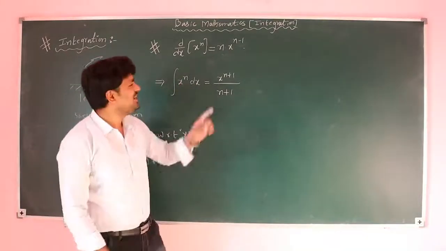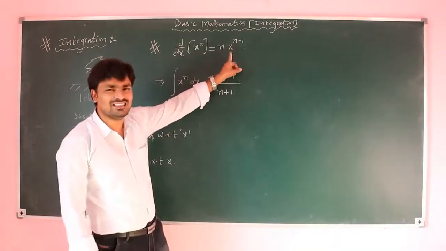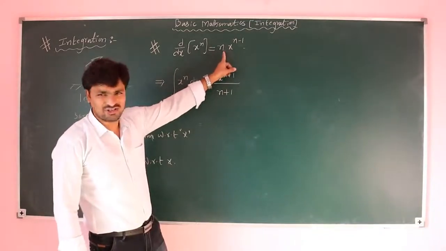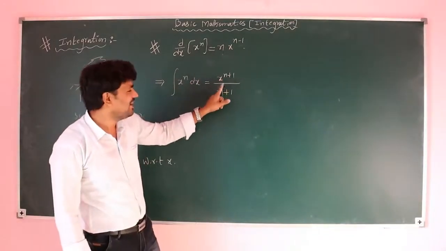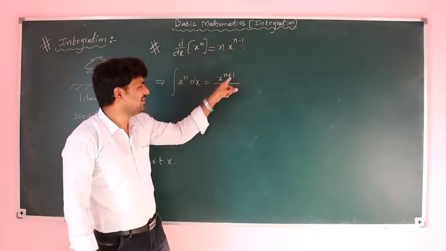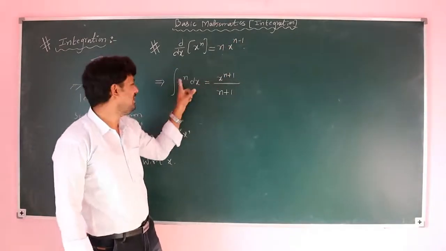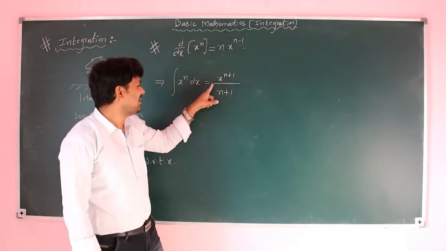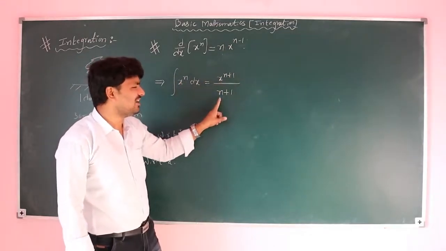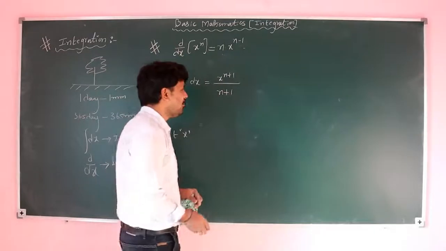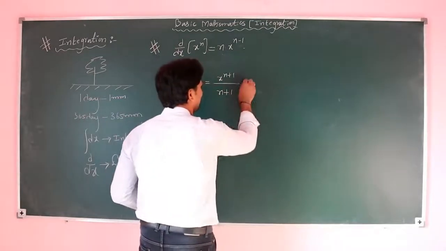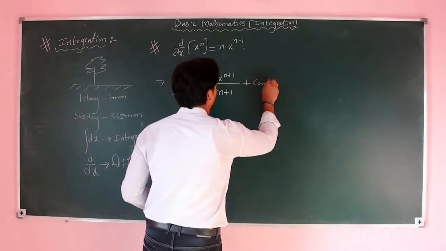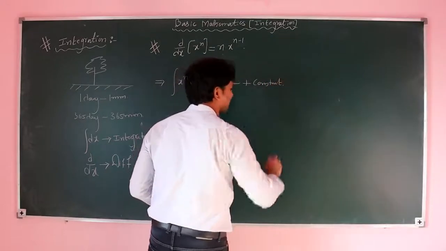Very simple. Here, in differentiation, we take the power as a multiplier and the power is decreased by 1. In integration, we divide and the power is increased by 1. So the integral of x power n is x power n plus 1 upon n plus 1, plus c. C stands for a constant. What is the purpose of this constant?